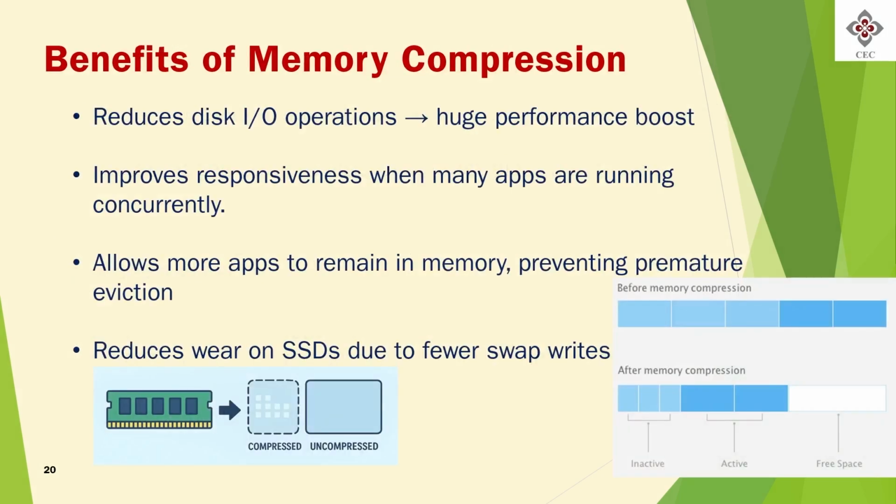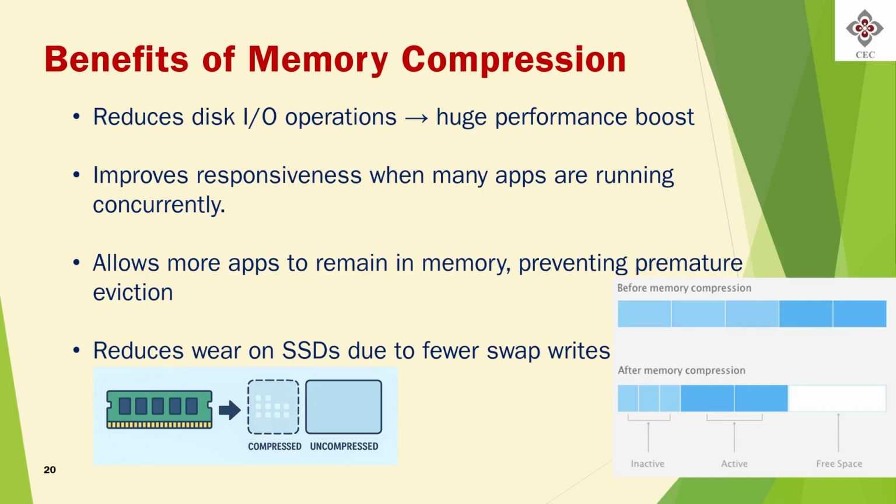The benefits of using this compression technique: it reduces disk I/O operations. There is no need for I/O-based operations because reading and writing takes a lot of time. It gives a huge performance boost, since we are not going out of the memory unnecessarily. It improves responsiveness when many apps are running concurrently; the impact of this technique is visibly seen when many applications are running simultaneously. It allows more apps to remain in memory, preventing premature eviction, so most of them stay in memory without coming out before completing their job.